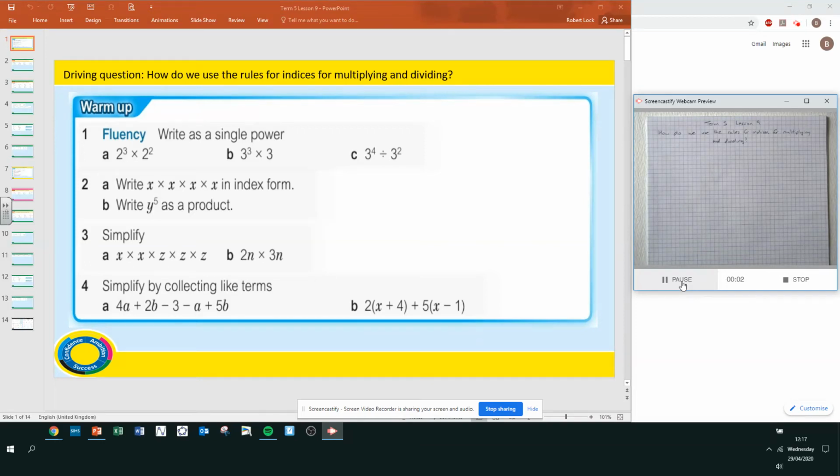Welcome to Term 5, Lesson 9. How do we use the rules for indices for multiplying and dividing?